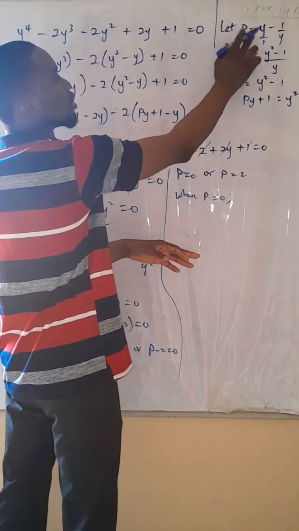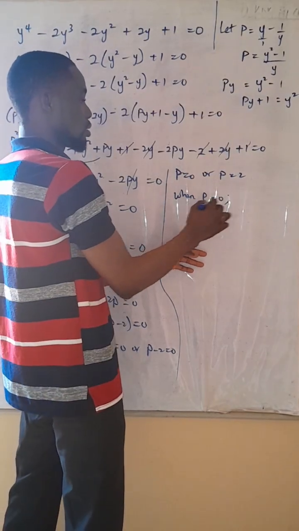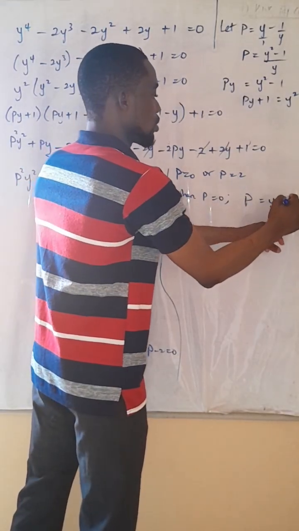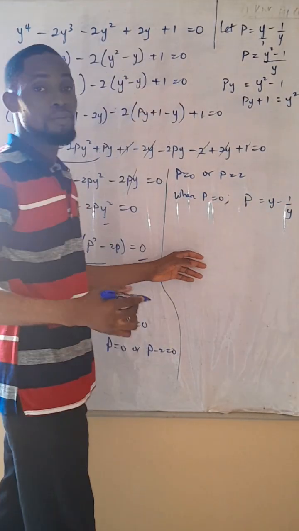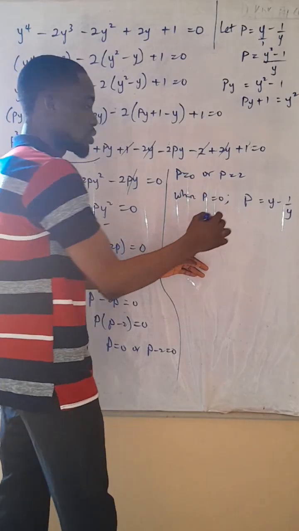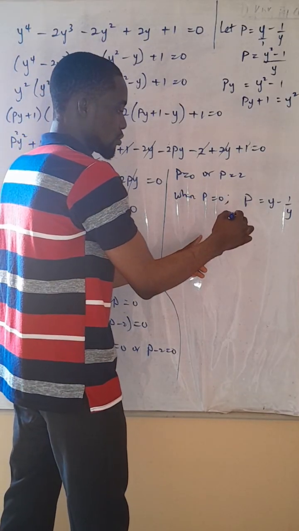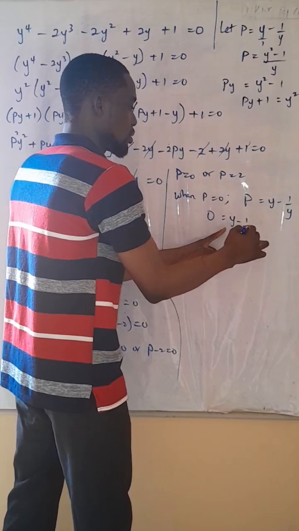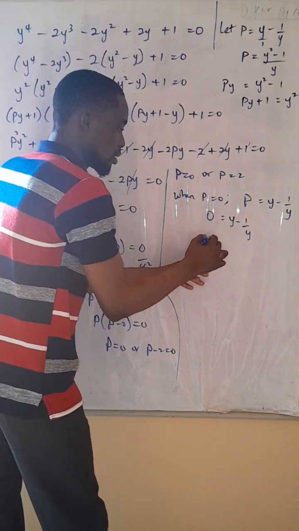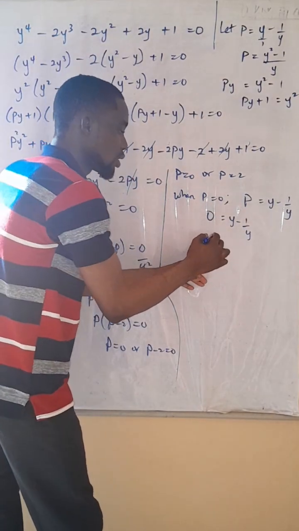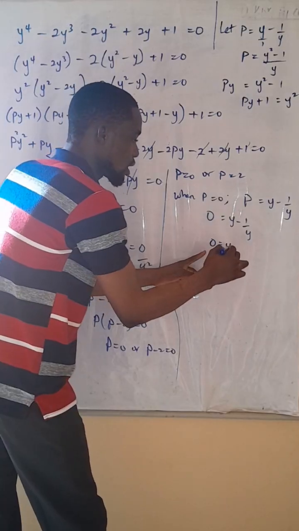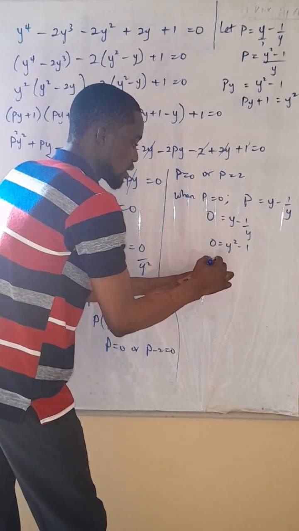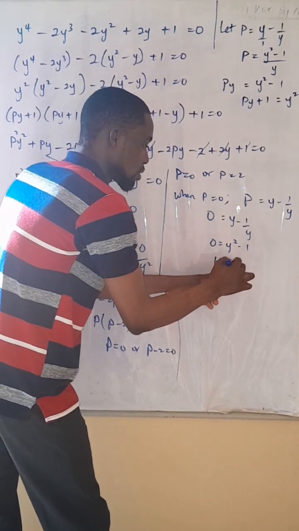So you see, when p equals to 0, what happens? Come back to this equation. Recall, p is equals to what? Y minus 1 over y. Alright? So when p is equals to 0, what happens? I have 0 equals to y minus 1 over y. Cross multiply. Multiply by y, the LCM. So that's 0 equals to y squared minus 1. So it means that 1 equals to y squared.